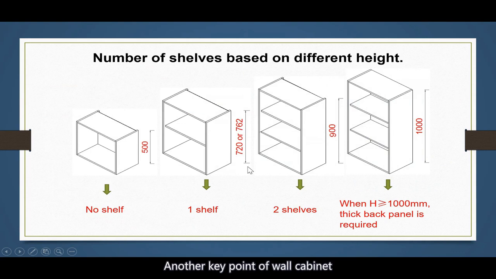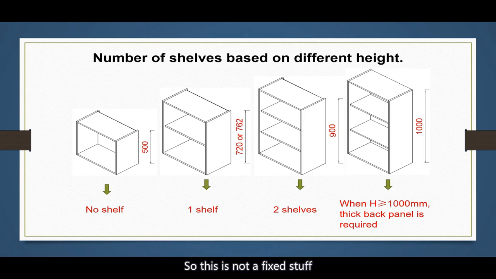Another key point of the wall cabinets is the number of shelves it has. Based on different heights, we have standards to help you divide the space. For cabinets below 500 millimeters in height, there will be no shelves. For our standard heights, 722 or 762, you have one shelf. If it goes above 900, there will be two shelves, and if it goes more, there will be more shelves. Notice that when the height is above 1,000 millimeters, the back panel is required to hold the strength of the overall structure.